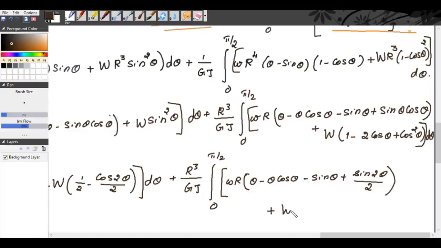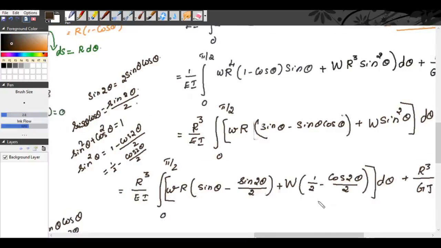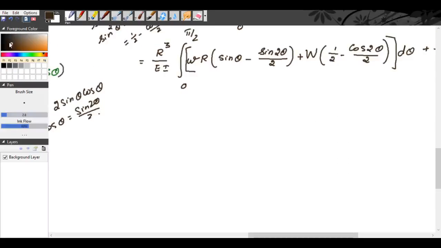plus W into 1 minus 2 cos theta plus cos square theta, where cos square theta is 1 plus cos 2 theta by 2. So that is 1 by 2 plus cos 2 theta by 2 into d theta. Now we can do the integration.